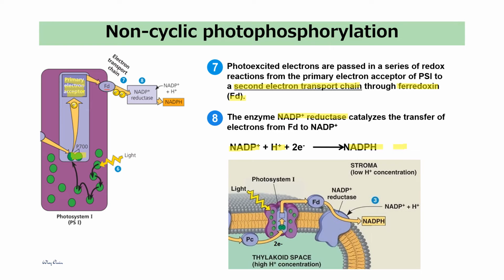So this is a picture to show us the relation between photosystem 1 and the second electron transport chain, which is ferredoxin, abbreviated FD, and the enzyme NADP+ reductase located at the membrane of the thylakoid. When NADP+, the last electron acceptor, binds at the active site of this enzyme, it will accept two electrons from the ferredoxin and combine with the proton from the stroma to produce the high energy molecule NADPH. This NADPH will be released into the stroma for the next activity.